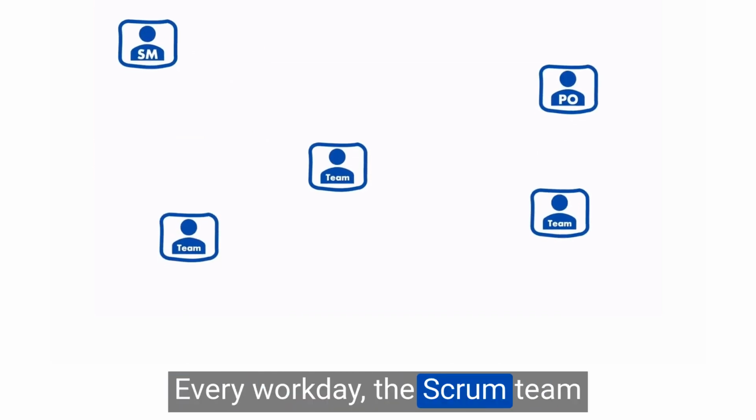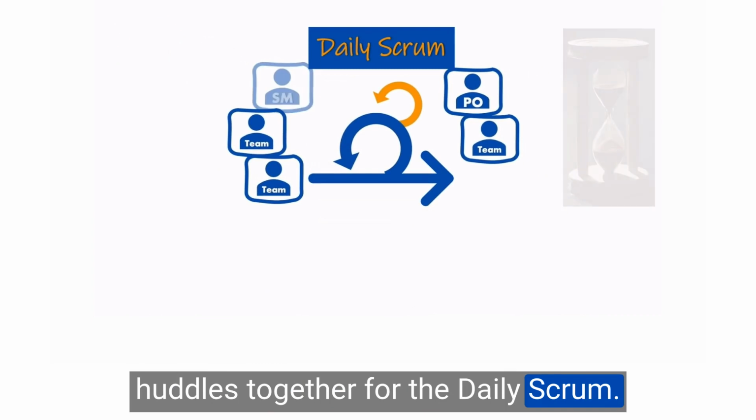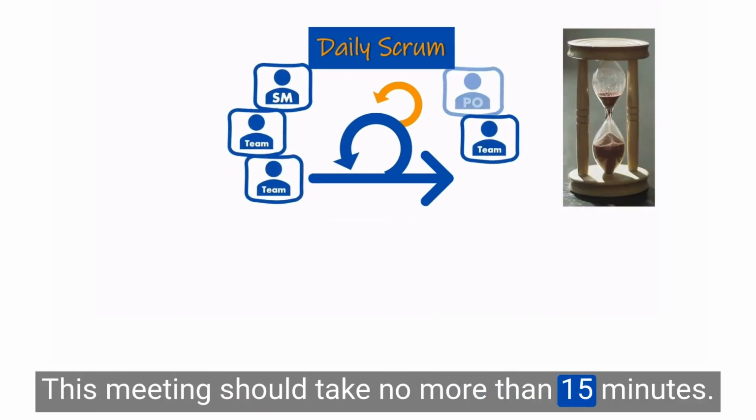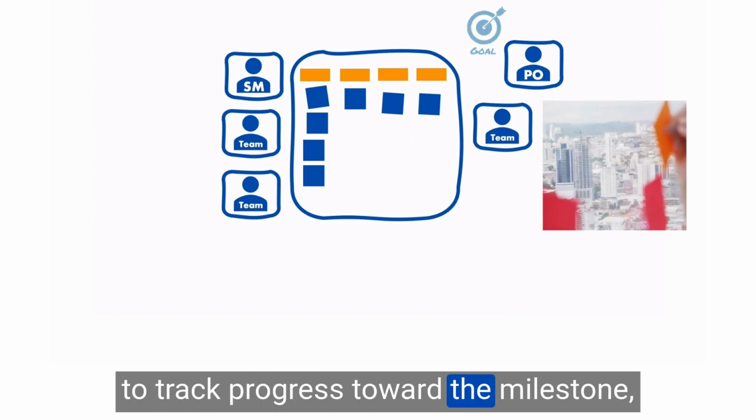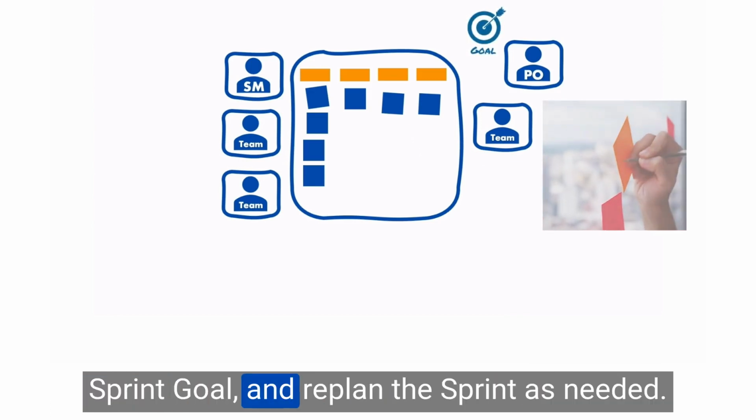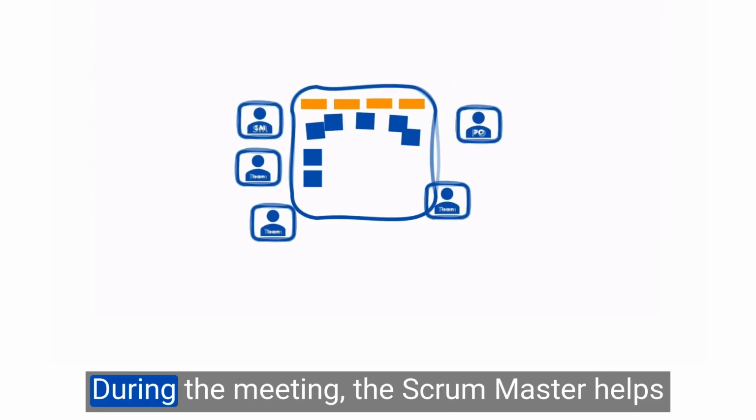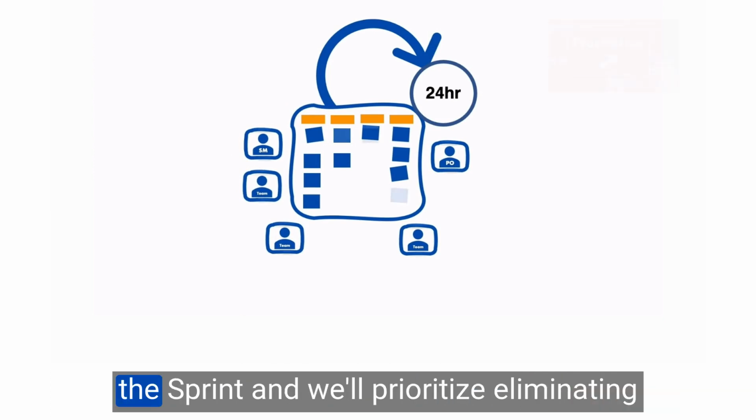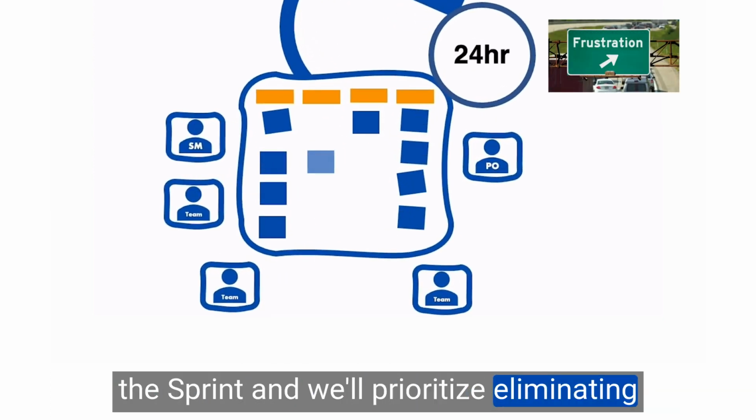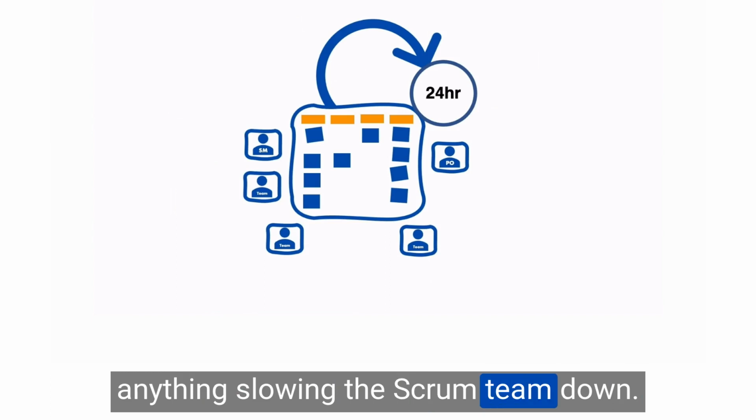Every workday, the Scrum team huddles together for the daily Scrum. This meeting should take no more than 15 minutes. This check-in meeting enables the team to track progress toward the milestone, sprint goal, and replan the sprint as needed. During the meeting, the Scrum Master helps the team identify the constraints, bottlenecks, or things that are making it harder to achieve the sprint goal, and will prioritize eliminating anything slowing the Scrum team down.